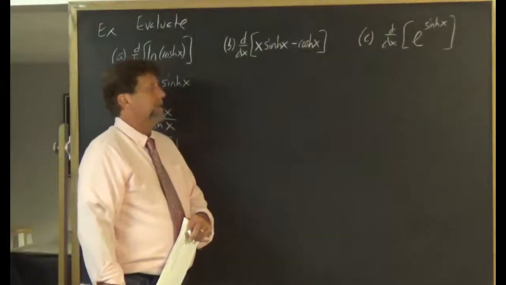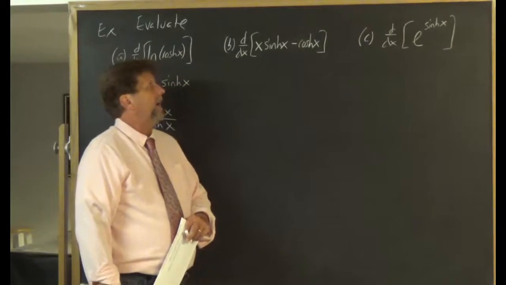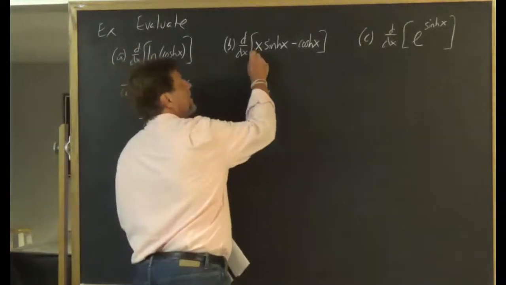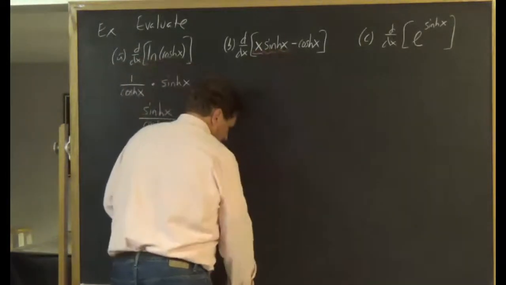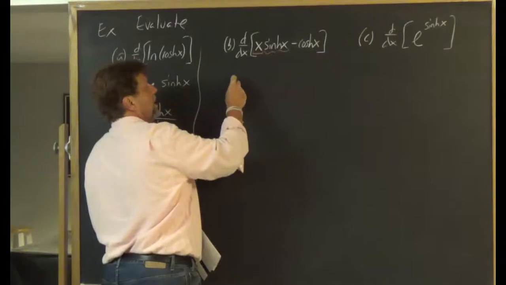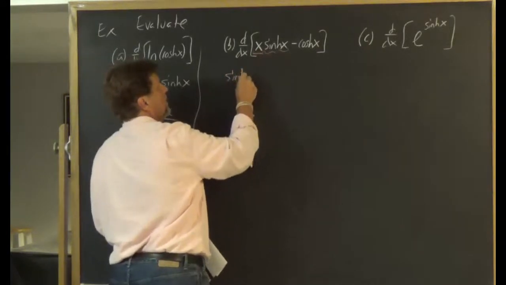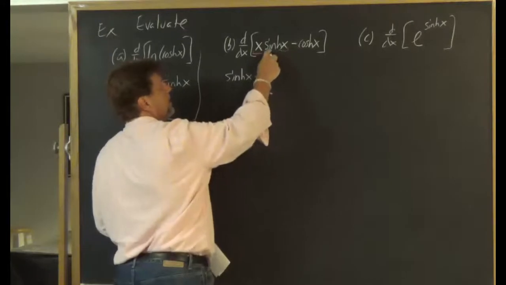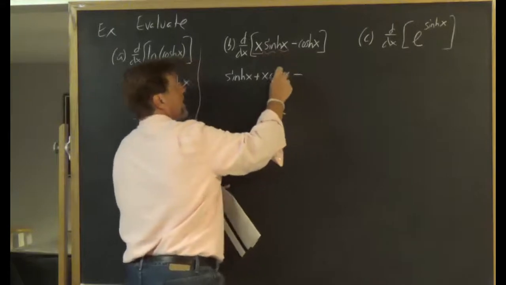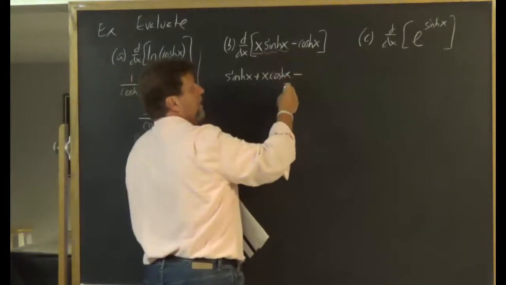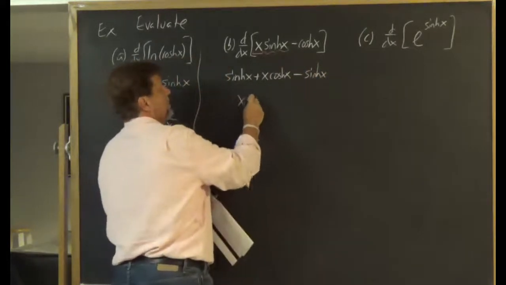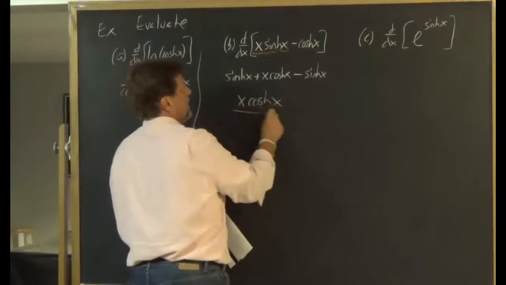All right, part B, you were asked to differentiate with respect to x, x hyperbolic sine x minus hyperbolic cosine x. And notice here, you're going to need the product rule. So here's what I get. The derivative of the first function is 1 times the second function plus the first function times the derivative of the second function, which is hyperbolic cosine, and then minus the derivative of hyperbolic cosine, which is hyperbolic sine, and this immediately simplifies down to just x hyperbolic cosine x. Not too bad.